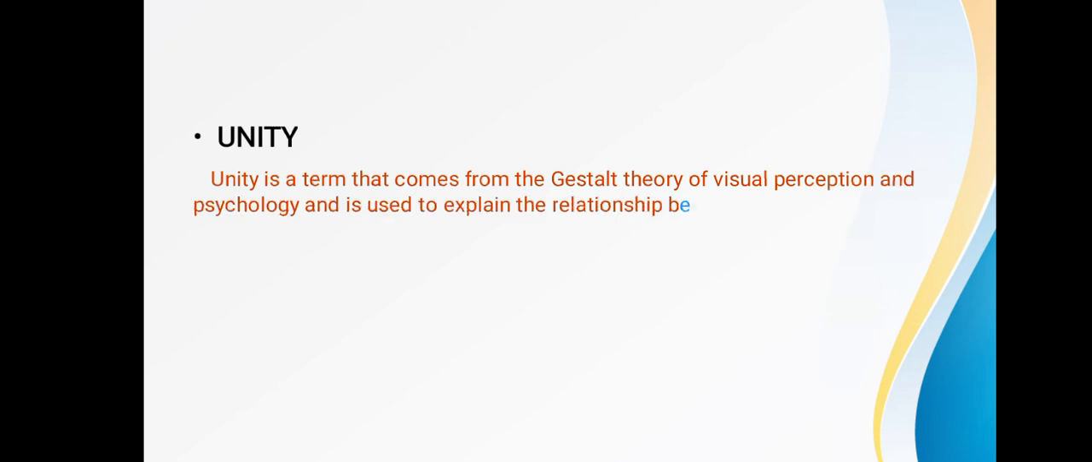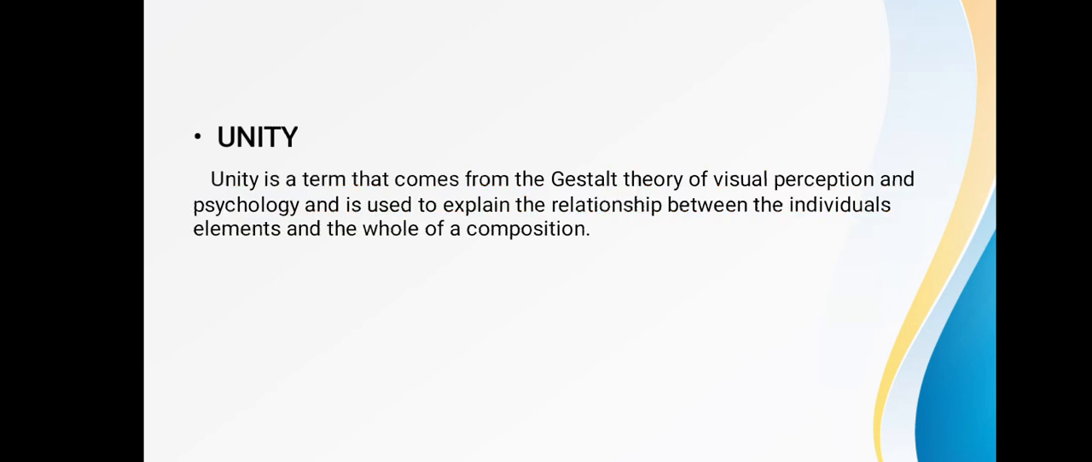Unity. Unity is a term that comes from the Gestalt theory of visual perception and psychology, and it's used to explain the relationship between the individual elements and the whole of a composition. It's like the state of forming a complete and pleasing whole, especially in an artistic context.